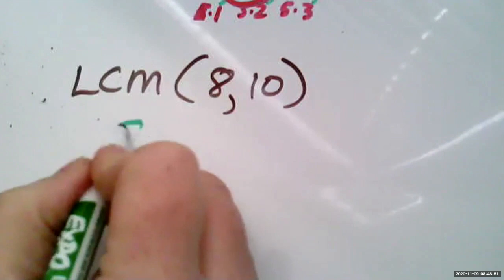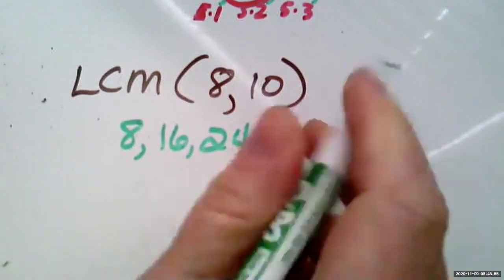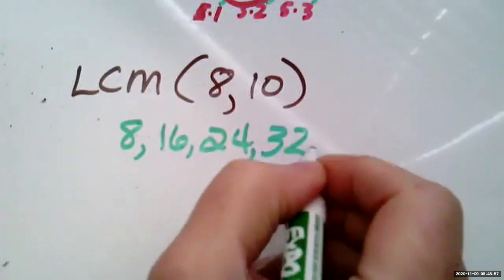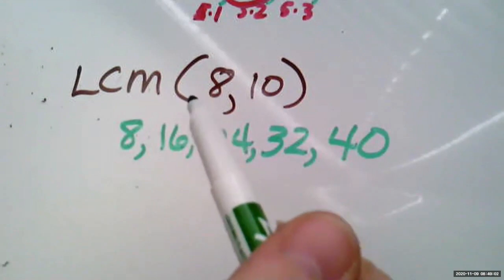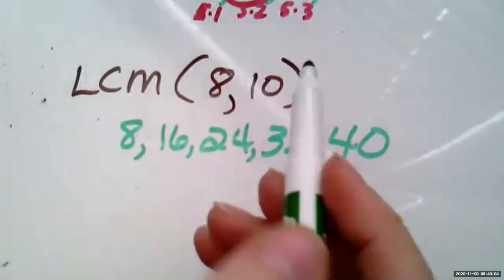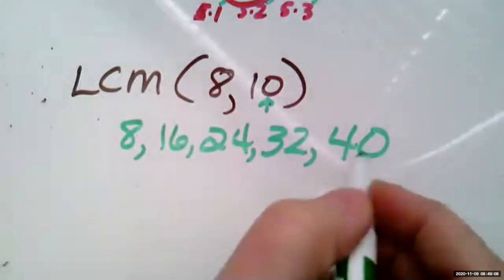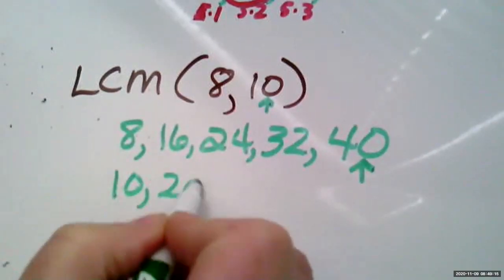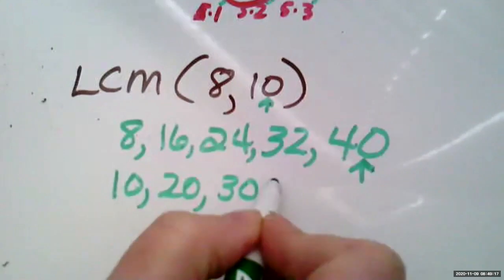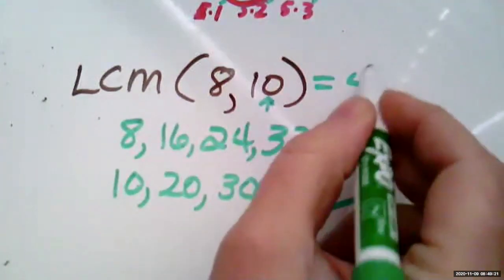Multiples of 8: 8, 16, 24, 32 and 40. This is where you have to know those multiplication problems. And again, if you know any rules of multiplication, there are lots of rules of multiplication. Any multiple of 10 is going to end in a 0. And I'm going to stop here because 40 automatically ends in a 0. So if I were to count by multiples of 10, 10, 20, 30, 40, 40 is the least common multiple.